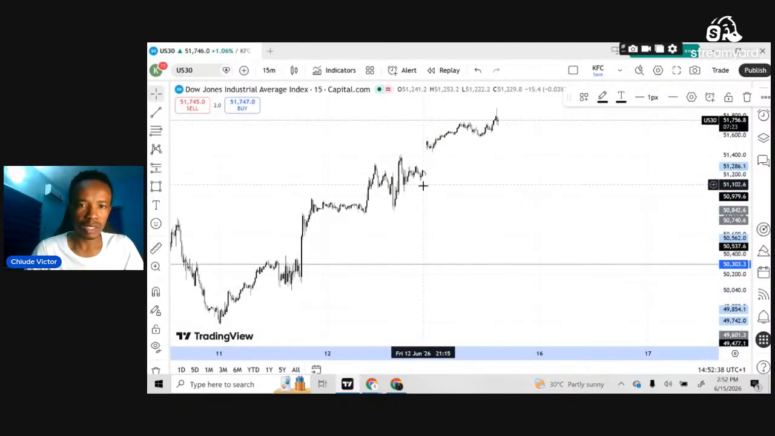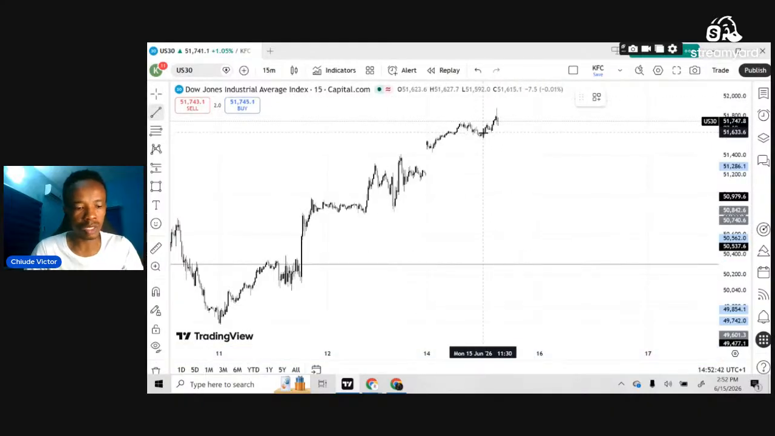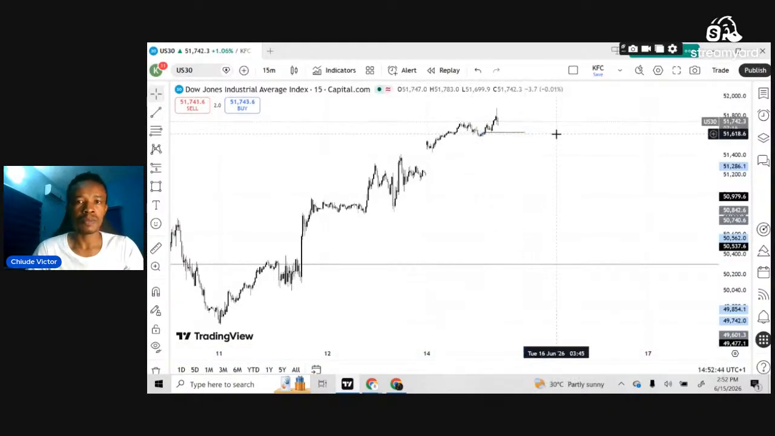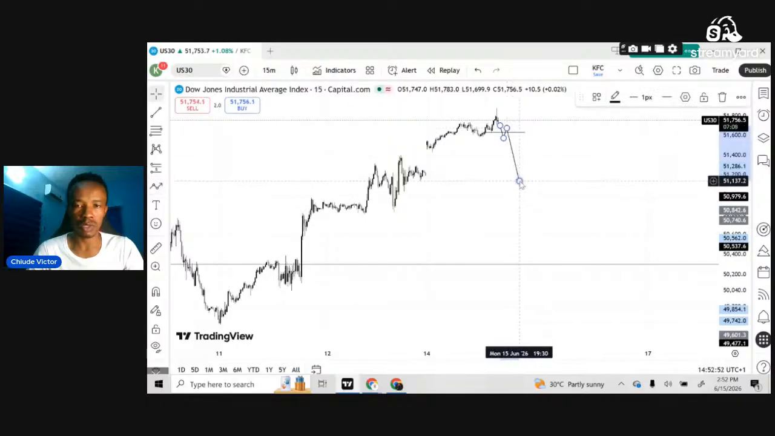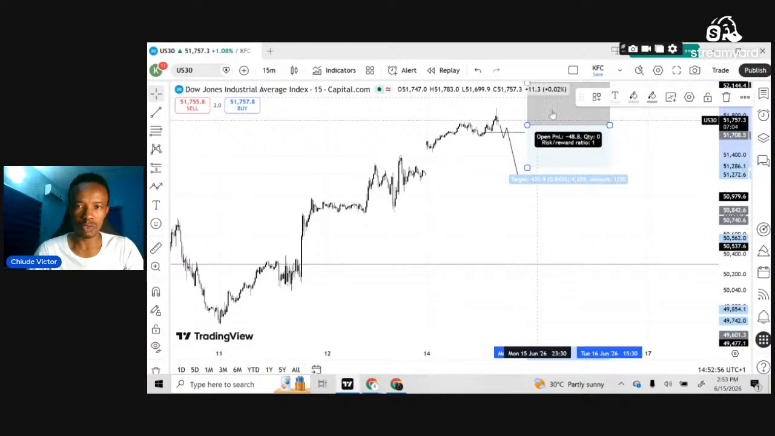But this imbalance has to be filled up first. So if you want to trade the imbalance, you can trade from here. When there's a shift in structure here, you can sell to this point. So that's what I'll do with US 30.